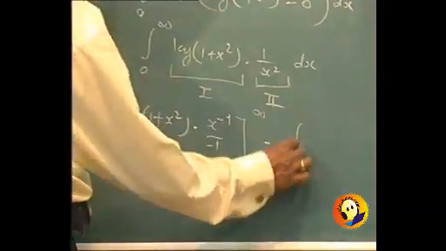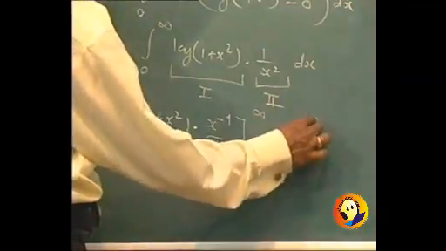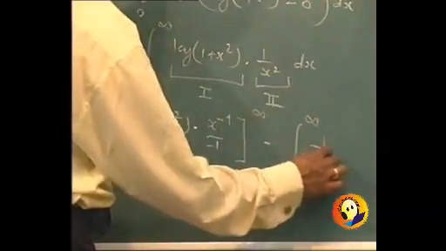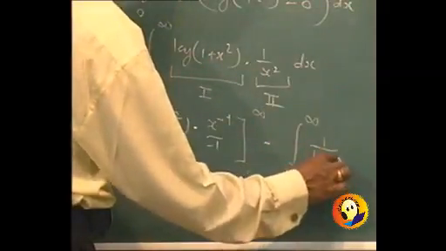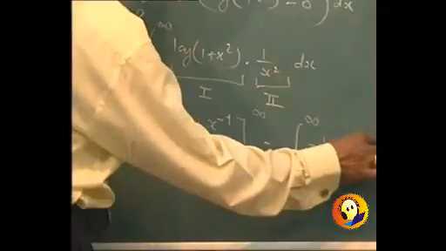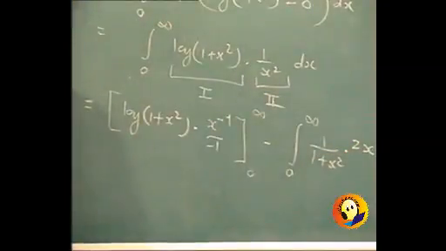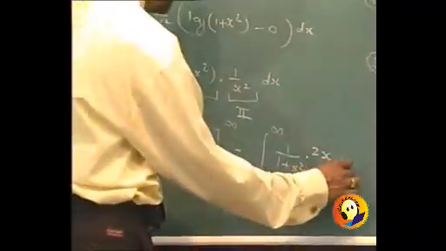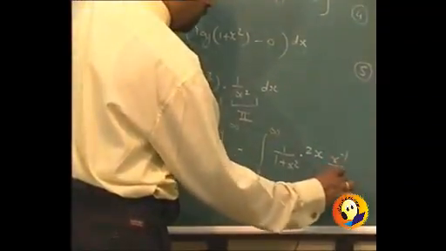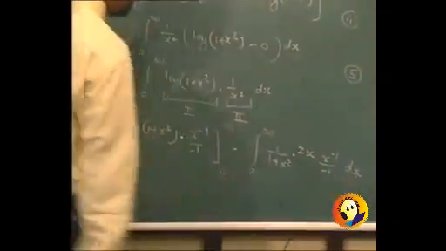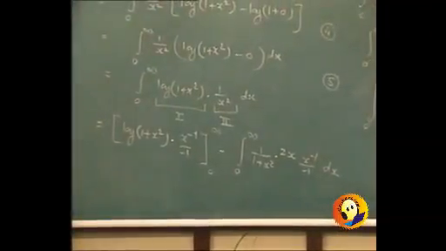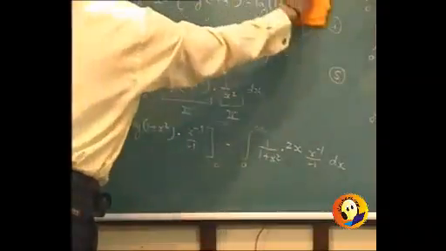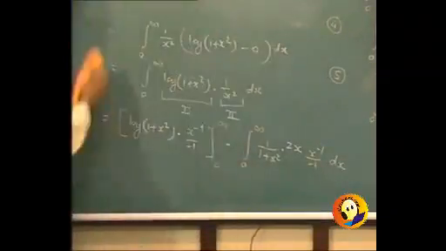Minus integral 0 to infinity. Differentiate first. Log ka derivative will be 1 upon 1 plus x square into 2x, of course, and integration of 1 upon x square will be again x raised to minus 1 upon minus 1 dx. Now it's time to substitute the limits into it.